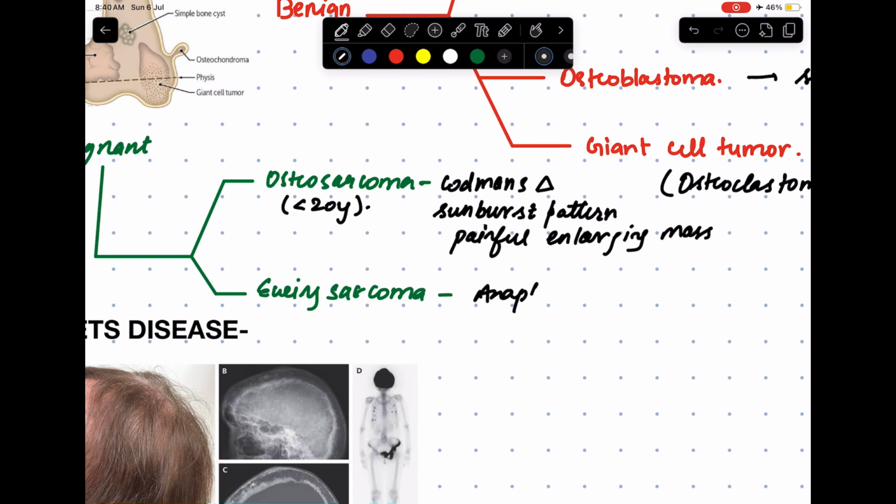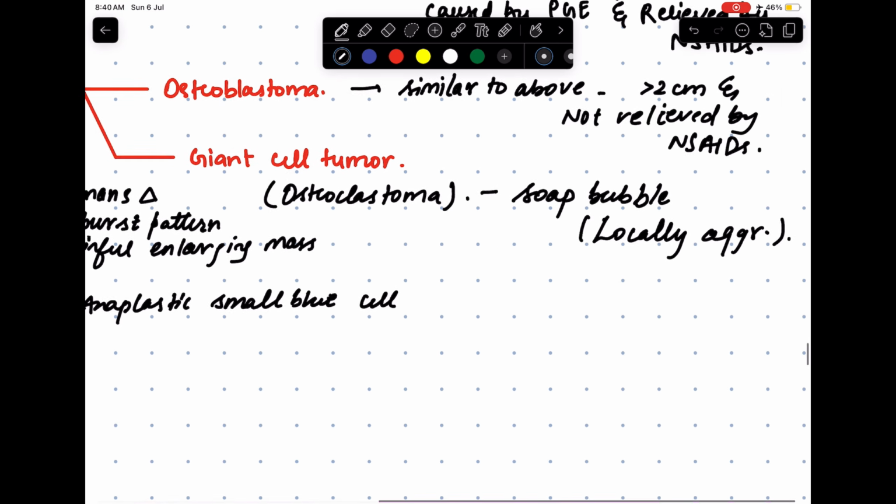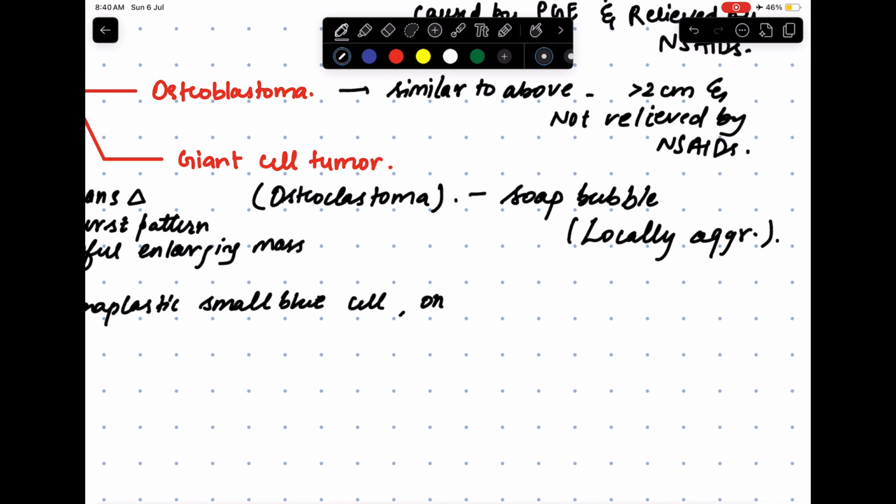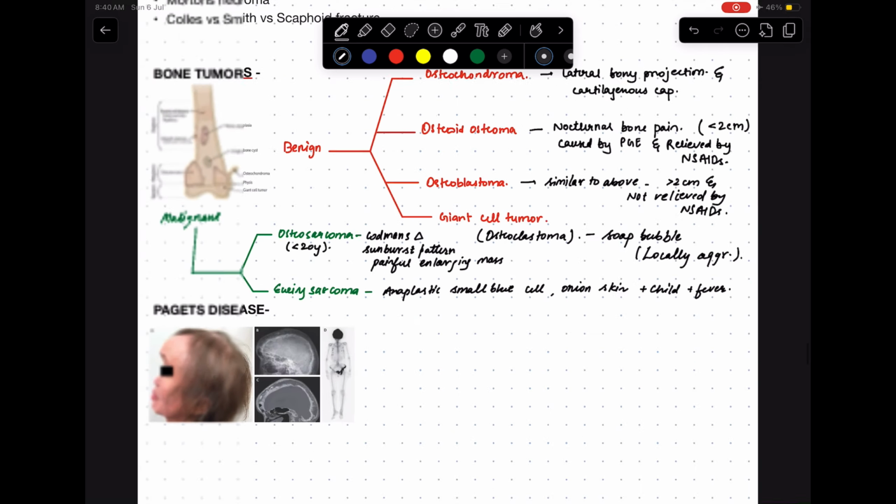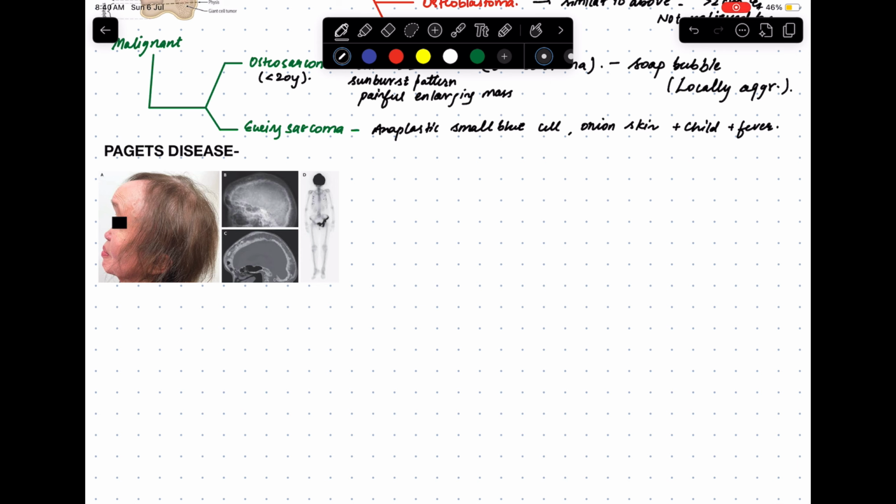This is for osteosarcoma. And then Ewing sarcoma, there are anaplastic small blue cells. There would be an onion skin like presentation. It is common in children and fever could be a presenting complaint. And in this child, it is a very common picture. It is present on the jaw area. That's it.